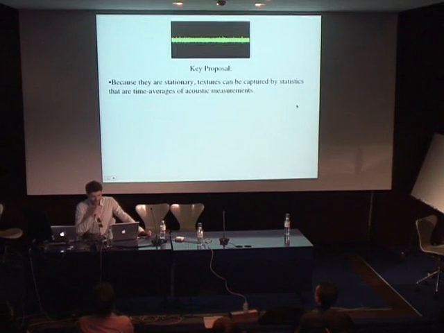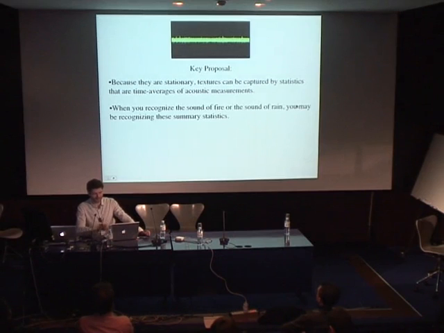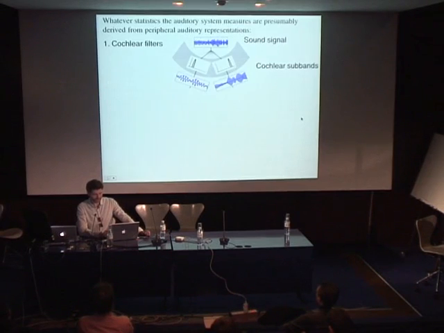So the key proposal of the work that I'll be telling you about is that because textures are stationary, we think they can be captured by statistics that are just time averages of acoustic measurements. So the notion is that because the important properties don't change over time, if you make informative measurements and then just average them over time, that ought to tell you something about what kind of sound it is. So the proposal is that when you recognize the sound of fire or the sound of rain, you're recognizing these summary statistics of their properties.